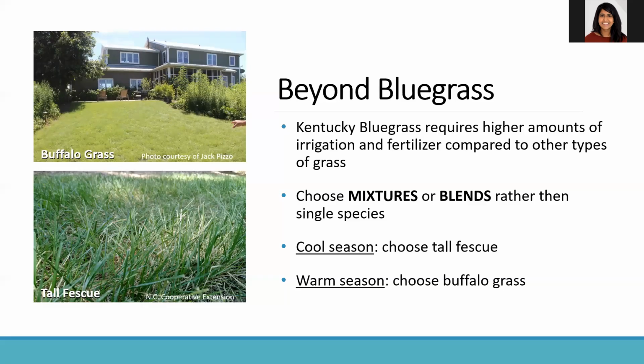So the first thing we want to look at is beyond bluegrass. So Kentucky bluegrass is the most commonly planted lawn species in Illinois, but it requires higher amounts of irrigation and fertilizer compared to other types of grass. So if you're looking to go beyond bluegrass to have a more resilient lawn, you might consider choosing mixtures or blends rather than single species. So for a cool season, you might choose a tall fescue blend, and there's many different varieties. And then if you're looking for a warm season grass, you might choose something like buffalo grass.